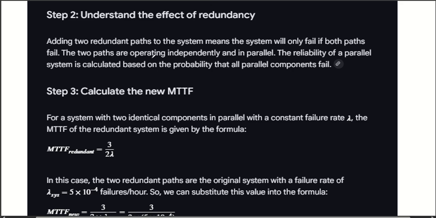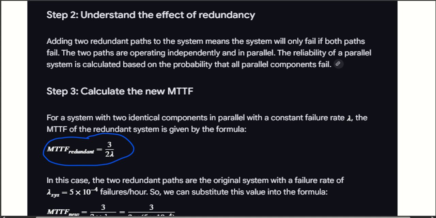First, let's understand the effect of the redundancy. The redundancy here means that the system will fail only if both parts fail, right? So 2 parts operating independently and in parallel. The reliability of a parallel system is calculated based on the probability that all components fail. It's actually a long proof, but the MTTF of 2 redundant parts is given by this. For the sake of learning, let's just prove it quickly.